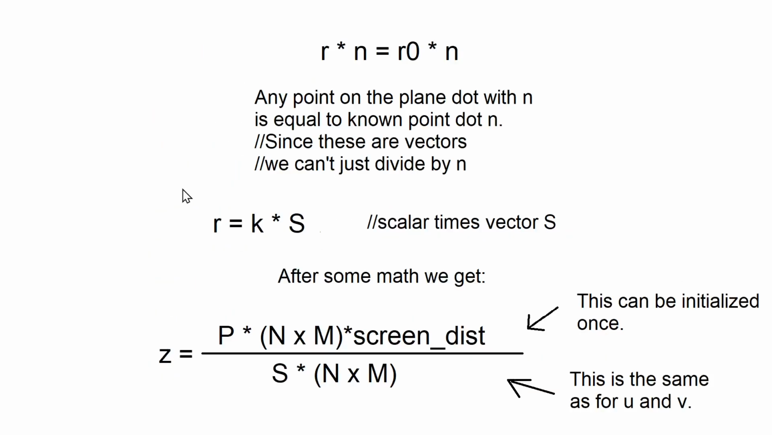And one other thing that we have to do is calculate the distance, or z coordinate, for the z buffer. So this is the mathematical equation for a plane, and using these two equations we get this formula for the z. The numerator part can be initialized only once, and the denominator is the same as for the u and v coordinates.